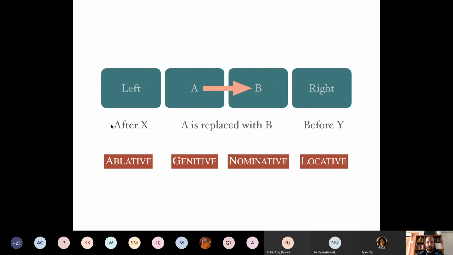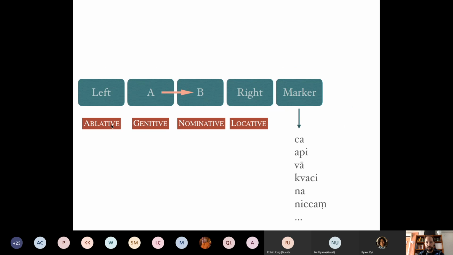So if the operation more or less takes this form, then we very often have what are called markers. For instance, cha, api, va, kwachi, na, nicham, and others. These are regular words, regular conjunctions or indeclinables. I think you already know the meaning. Cha means and, api means also, va means or, kwachi means in some places, na means no or not, nicham means always or mandatorily. But in grammar, they adopt a technical function.